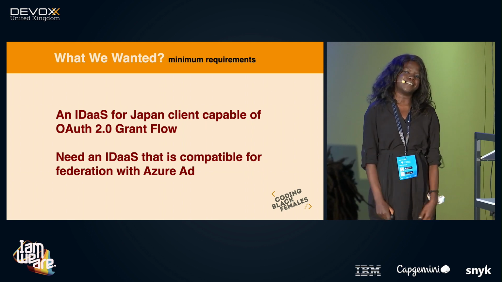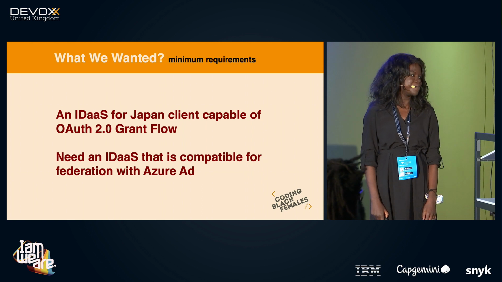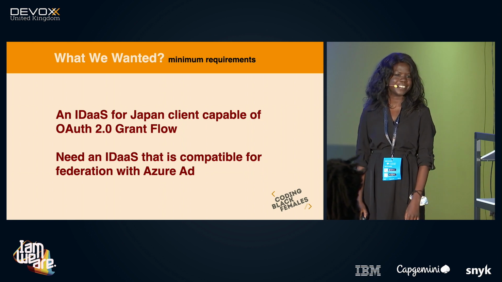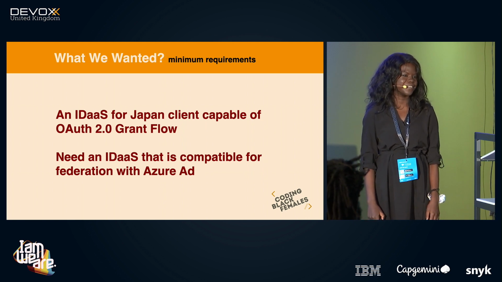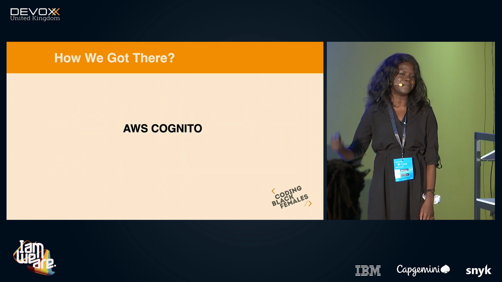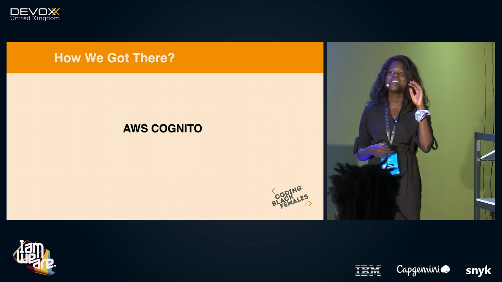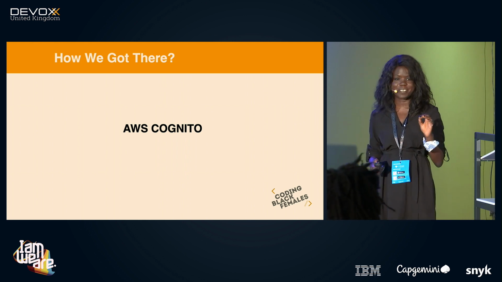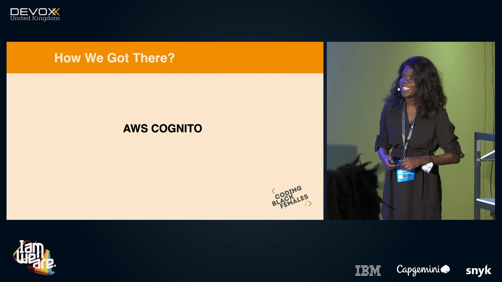What would you have chosen if any of you have worked with identity as a service providers? This. Pardon? This. Azure AD. Azure AD? Anyone else? Zero. Yeah, we didn't. We went for AWS Cognito. There were reasons, justified reasons, which I will not go into now.